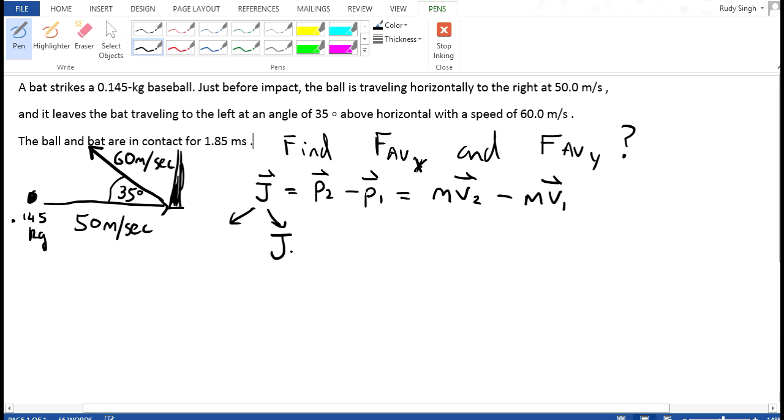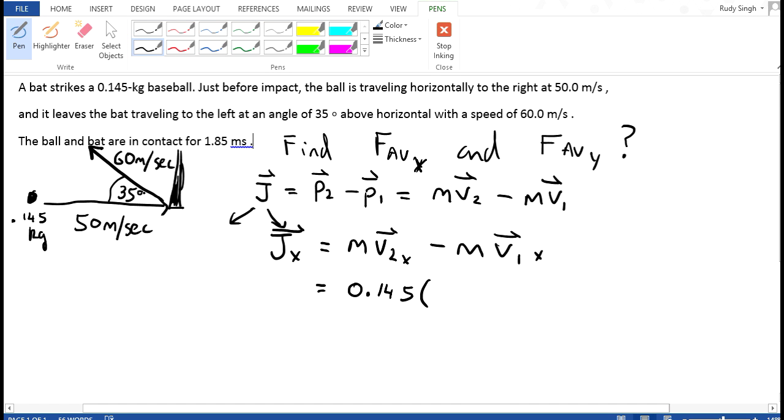So let's think about the x component. The x component of the impulse, therefore, would be, let's go right to the mass velocity equation. So the x component of the impulse will be m times the second velocity in the x direction minus m times the first velocity in the x direction. And in this case, the mass is constant at 0.145, so we can actually pull that out of the equation.